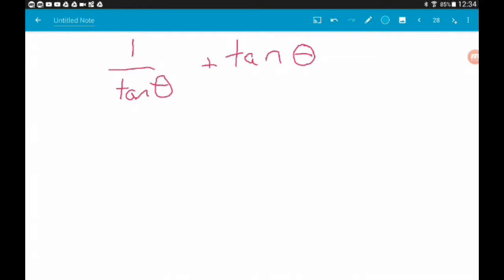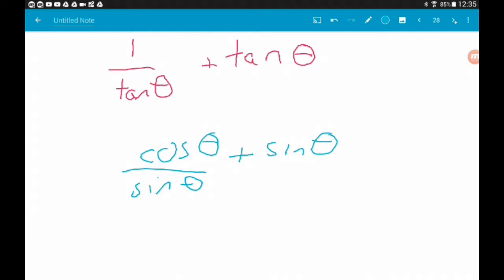Okay, next up, 1 over tan theta plus tan of theta. So surprisingly, the identity we want to use here is tan of theta is sine of theta over cos of theta. So 1 over tan of theta is going to be cos theta over sine of theta. So we got cos theta over sine of theta plus sine of theta over cos of theta.